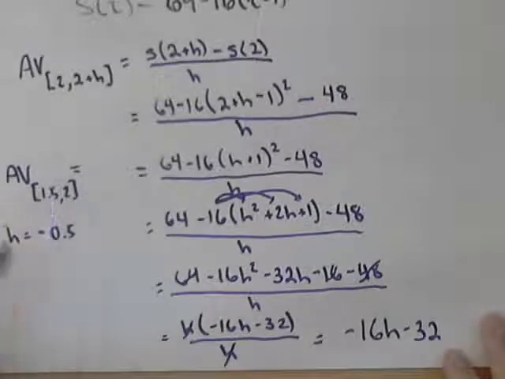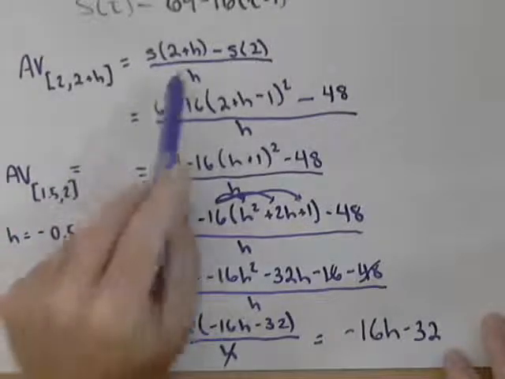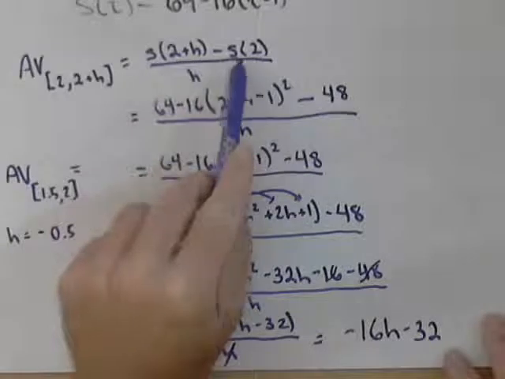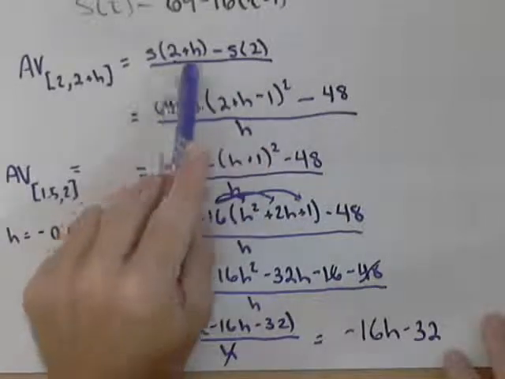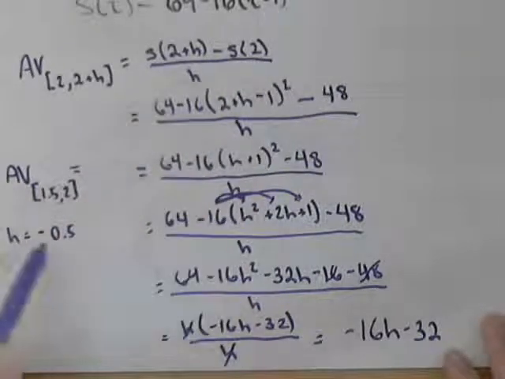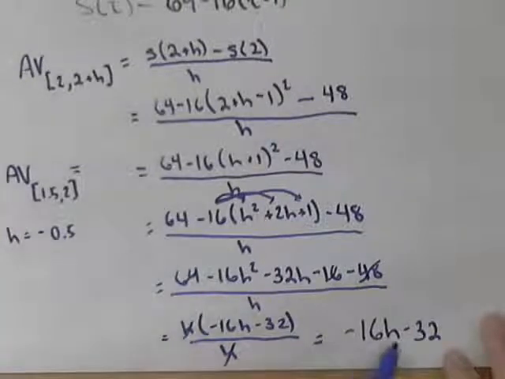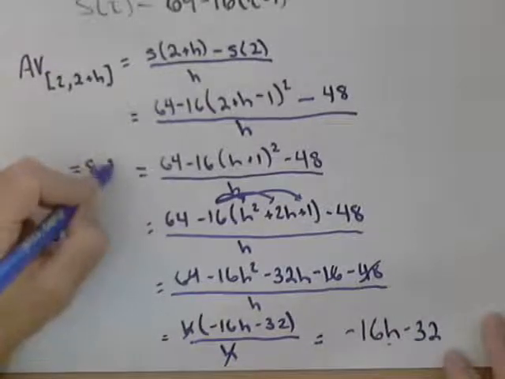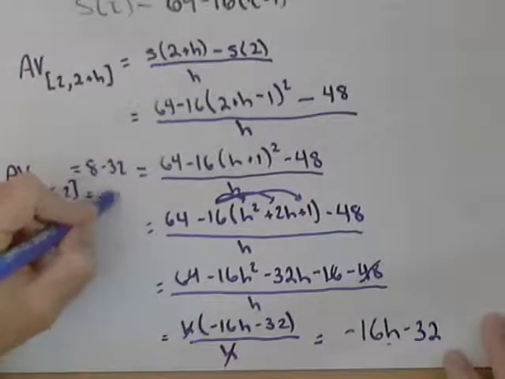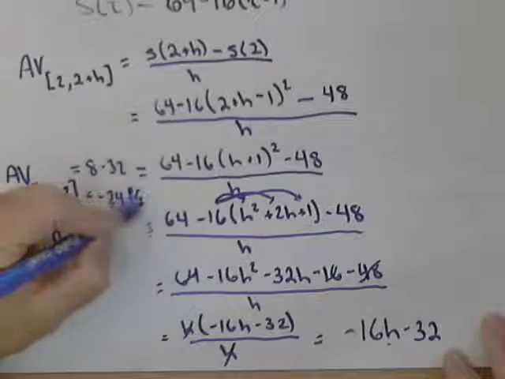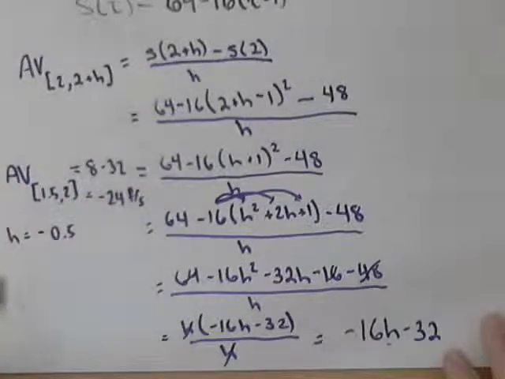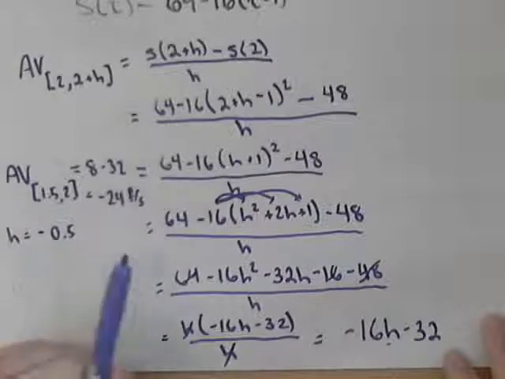Now you might be asking, why is it a negative 0.5? Well, if you look, I did S of 2 plus H minus S of 2. So to turn that into a 1.5, I would need an H of negative 0.5. So plugging that into here, we're going to get a positive 8 minus 32, or negative 24 feet per second. So that checks out.